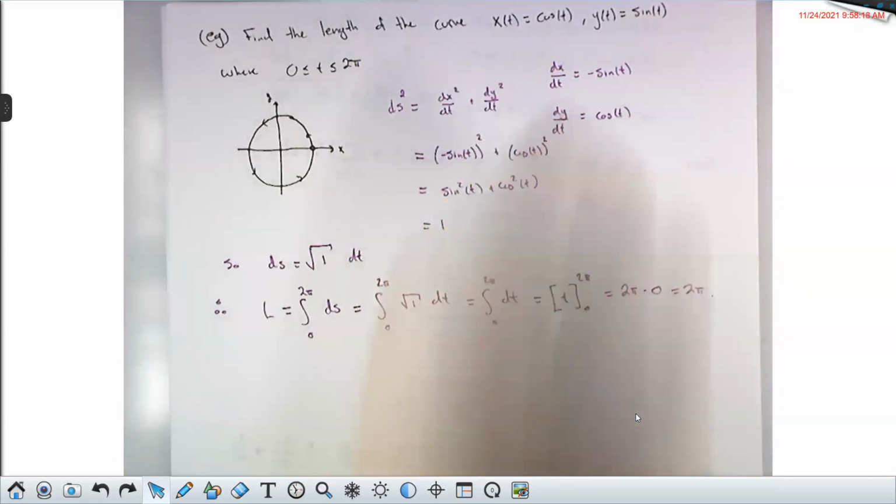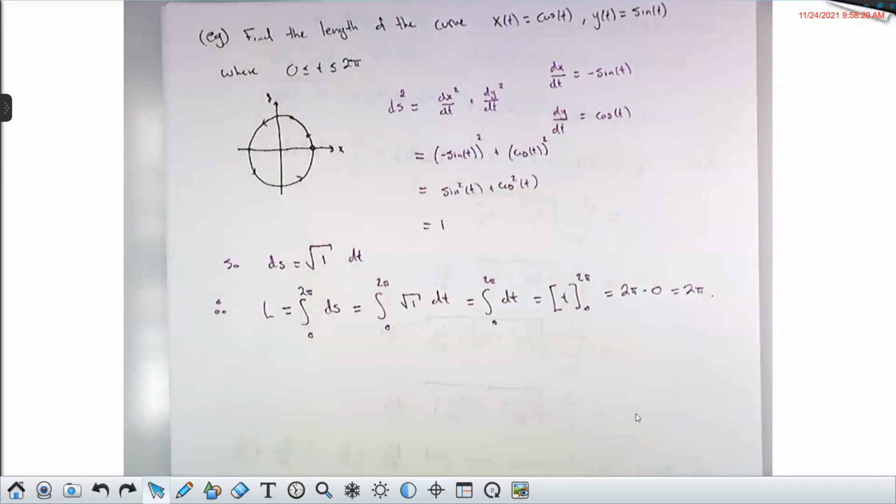And hopefully we all knew that the circumference of the unit circle is 2 pi. But it's nice to verify that this formula works. If you don't like writing out the ds separately, you can just write down the formula for the arc length, right? You can just write down the integral at the start, but crunching out ds has its advantages. We'll see that later when we talk about surface areas.